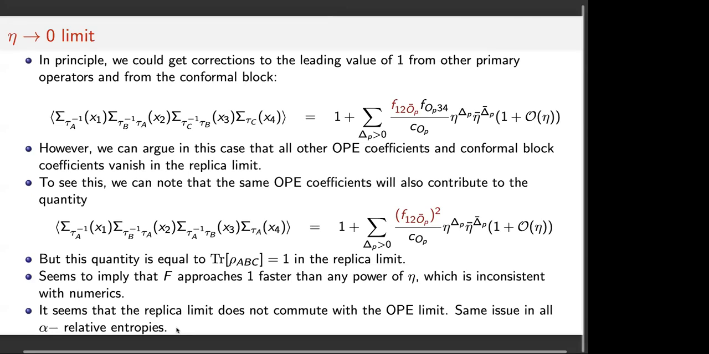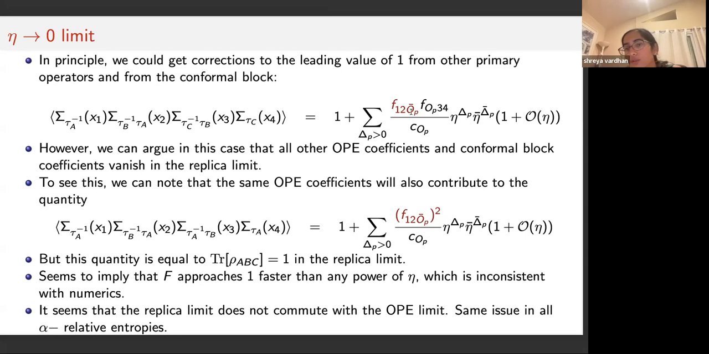So Shreya, in principle, what you could do, before you take this replica limit, you could first take the limits where eta goes to 0, eta goes to 1, and eta goes to infinity, and somehow determine the function f as a function of eta. And then you can take the replica limit. That might be interesting, you think. So that is the order which we're doing here, right? Because we're first doing the OPE expansion and then taking the replica limit.